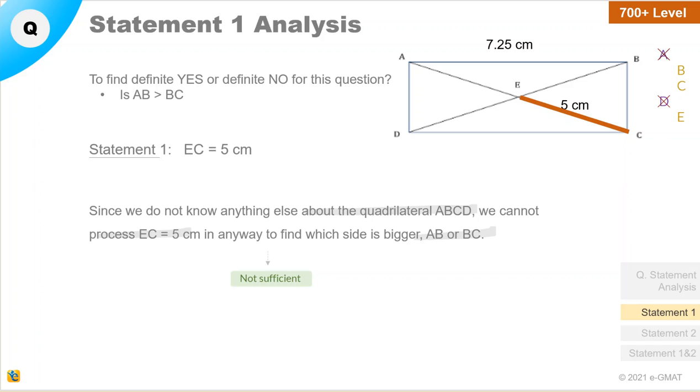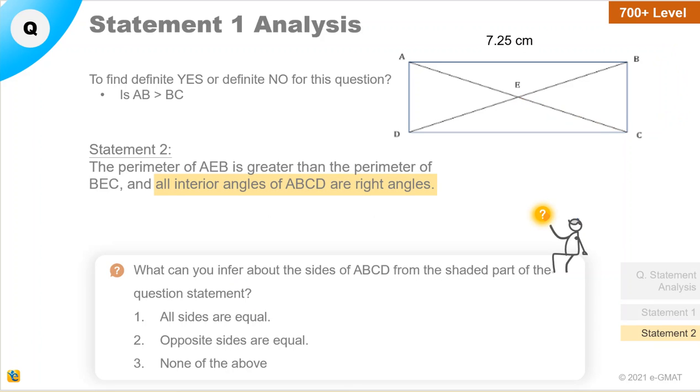It doesn't go that far. So the first statement here is insufficient, and that is why we can eliminate choices A and D. Now, let's move on. Here is statement 2 for you. While the question stays the same, you still want to compare AB and BC.